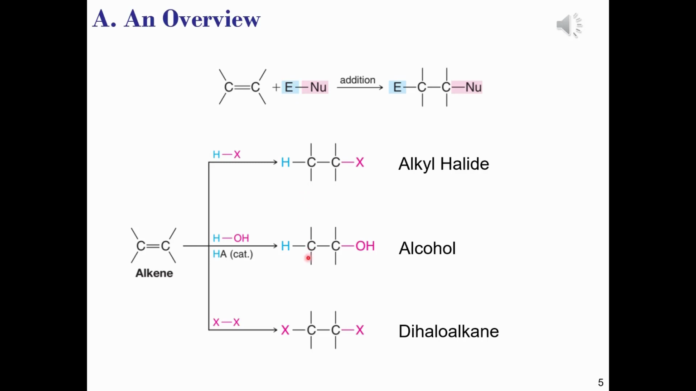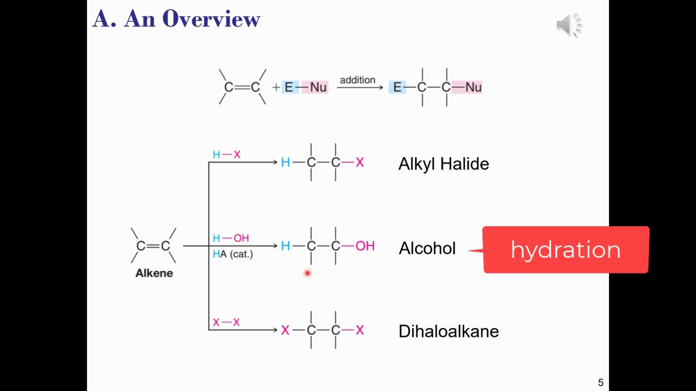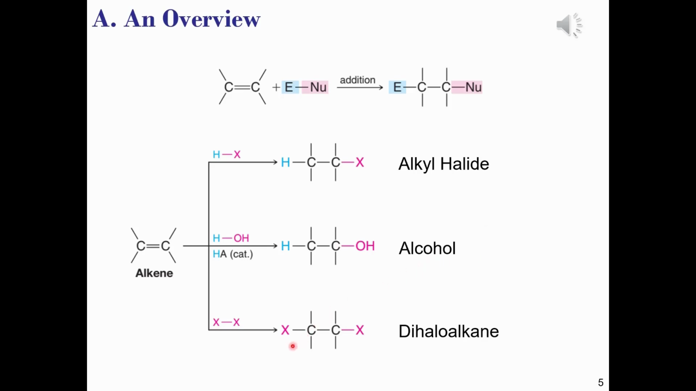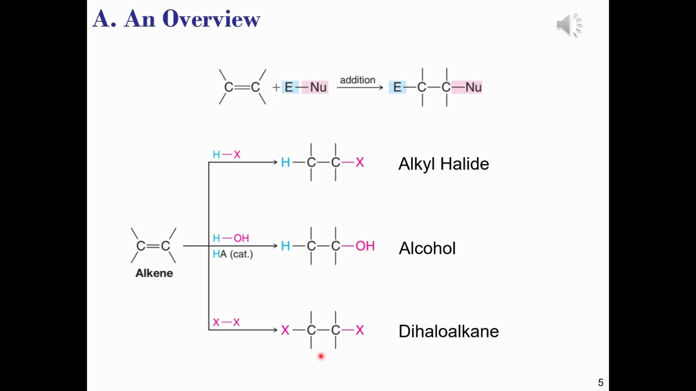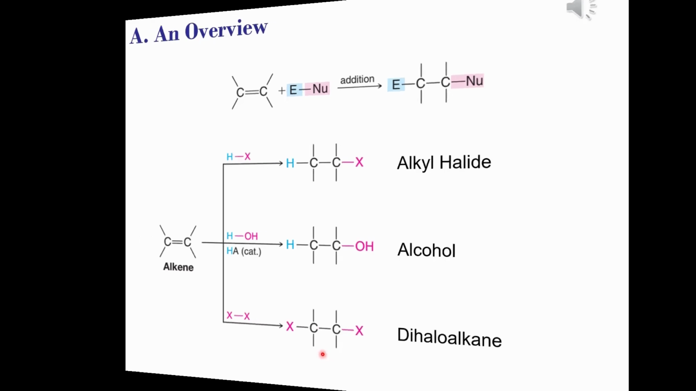Next in the scheme, it is also possible to add water across a double bond. This is the exact opposite of dehydration and is known as a hydration reaction, yielding an alcohol functional group. And lastly, if a diatomic halogen is added to an alkene, it is possible to form the vicinal dihaloalkane. This will be the subject of the next lecture. However, for now, let's take a look at the general features of any electrophilic addition reaction.